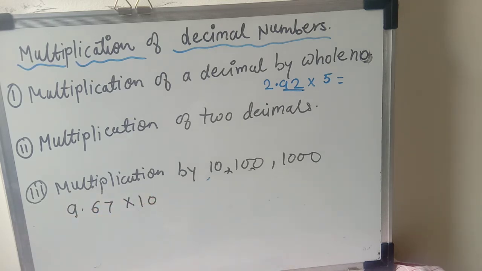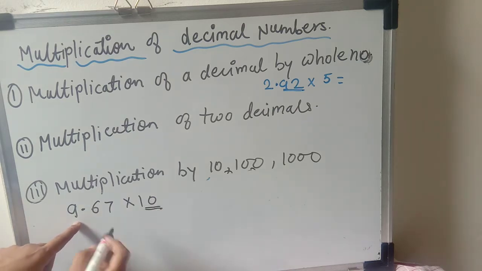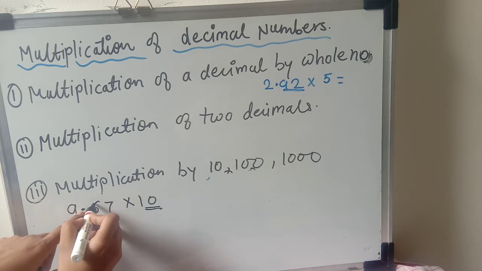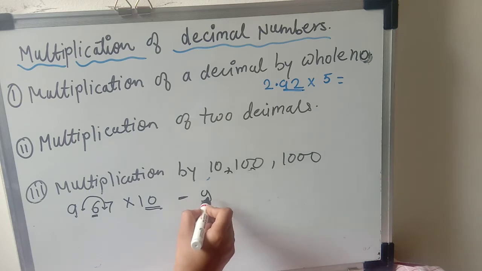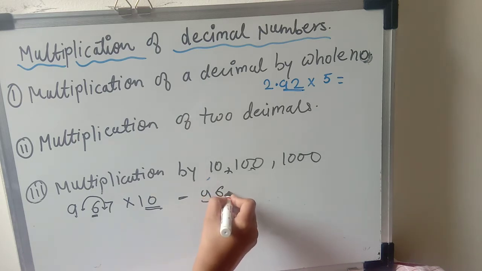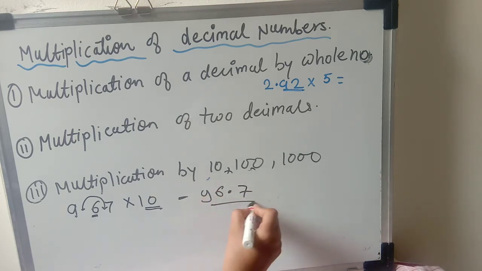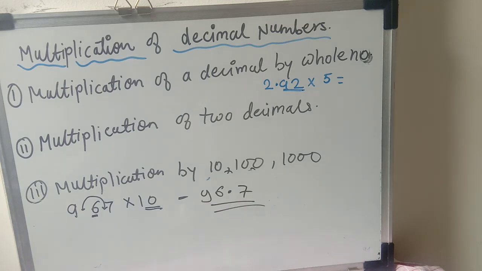So what will happen here is that the decimal point will shift from the right side, means one place shift to the right side. अगर यहाँ पे डेसिमल है, अगर मैं 10 के साथ मल्टीप्लाई करूंगी ना, तो ये डेसिमल एक प्लेस छोड़ के यहाँ पे शिफ्ट हो जाएगा. So here our answer will come, that is 96.7. ओके, ऐसा हो जाएगा. This is the rule. How to do it?